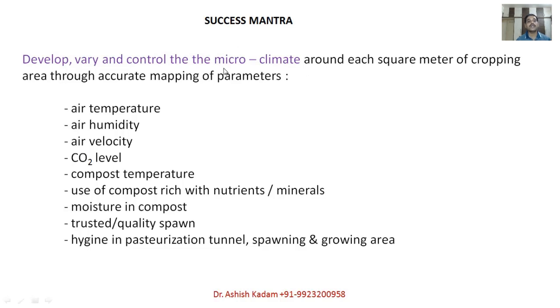That is the reason I am saying microclimate. You have to create a microclimate uniformly for each and every button mushroom. We have to develop that microclimate, and we have to vary and control it as per the growth phase. We have to change that microclimate as per the phase of growth of that particular crop. That is very important. So what parameters do we have to vary? Air temperature, air humidity, air velocity, CO2 level, compost temperature.